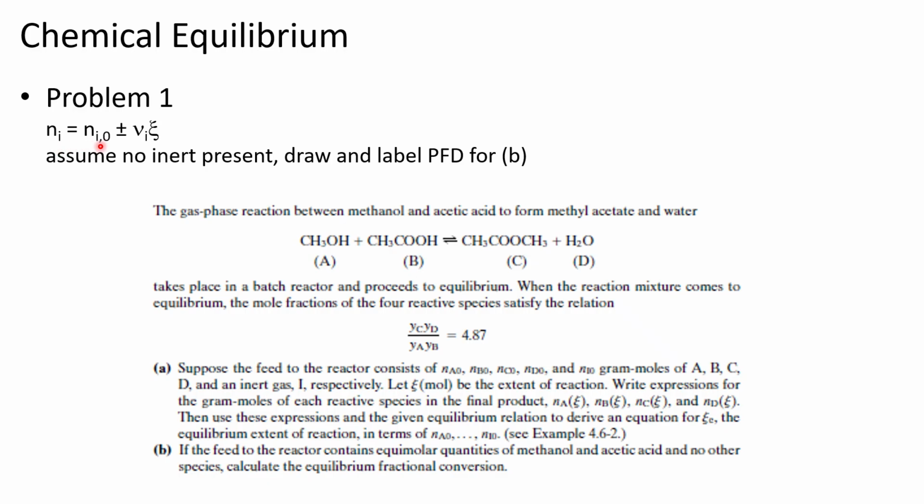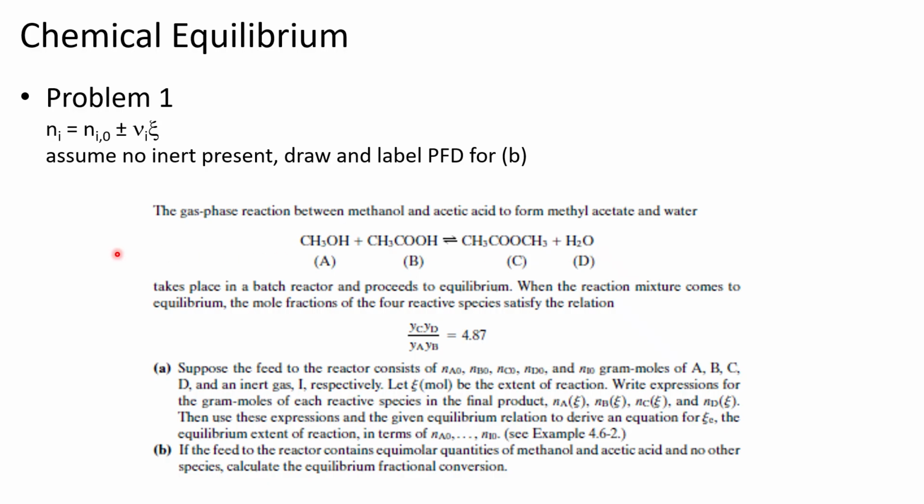And from the definition of extent of reaction, we know that the amount that leaves a batch reactor, this N sub i, is equal to the amount that enters, this N sub i0, plus or minus the stoichiometric coefficient for that species, times the extent of reaction. We'll use the plus in this equation when the species is being produced, it's a product, and we'll use a minus when the species is a reactant. And the nu sub i here is the stoichiometric coefficient that we obtained from the chemical reaction that you see here. Each of the stoichiometric coefficients is 1 in this equation. It's 1 for the methanol, it's 1 for the acetic acid, as well as the methyl acetate, as well as water.